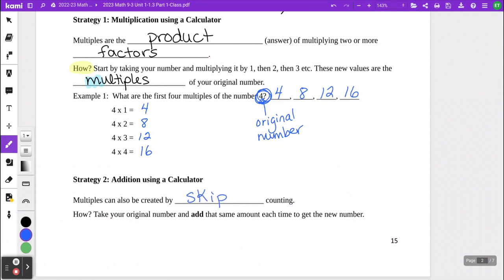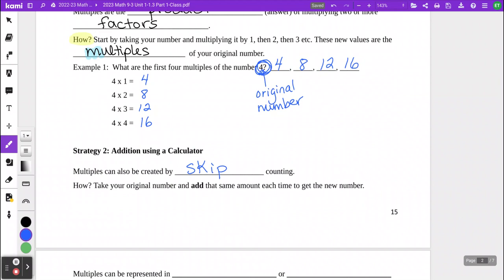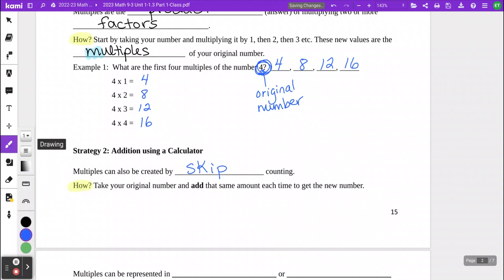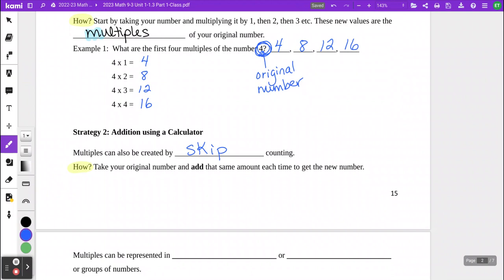So how do you skip count? That's what we have to figure out. It says to take your original number and add the same amount every time. So if I take my original number, 4, and add 4 every time, I start with 4, then add 4 to get 8, add 4 more to get 12, add 4 more to get 16, and I could continue this pattern by adding 4 every time.